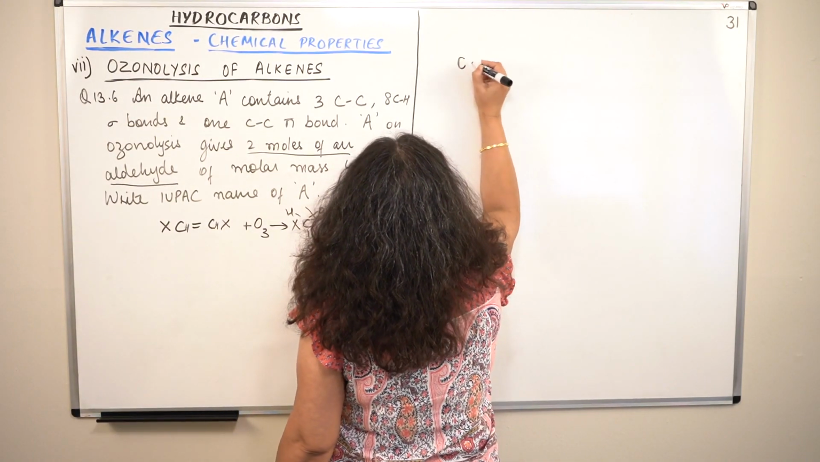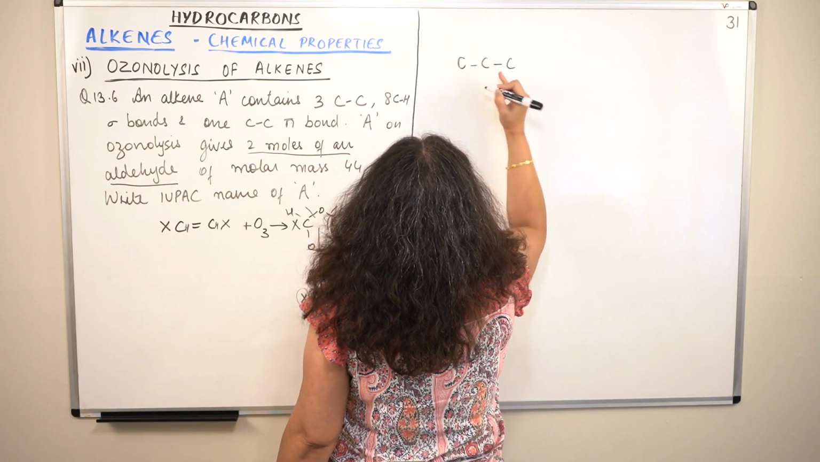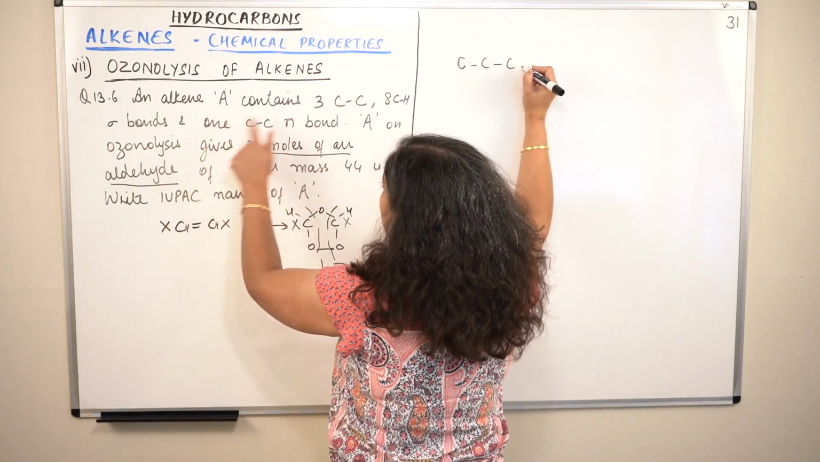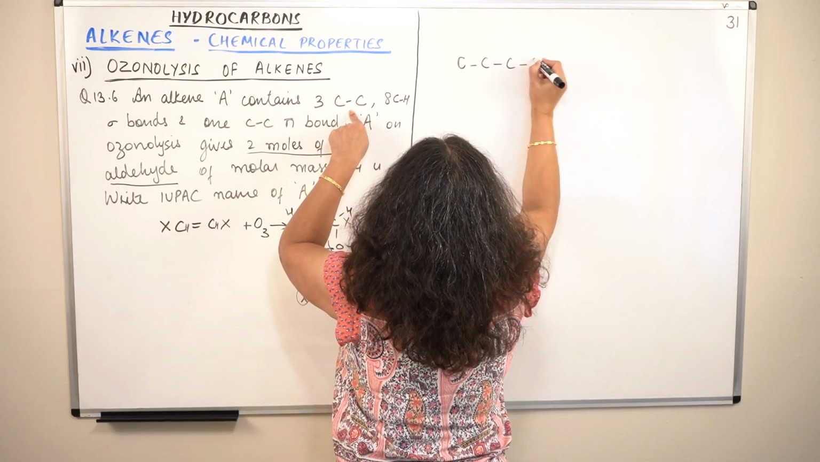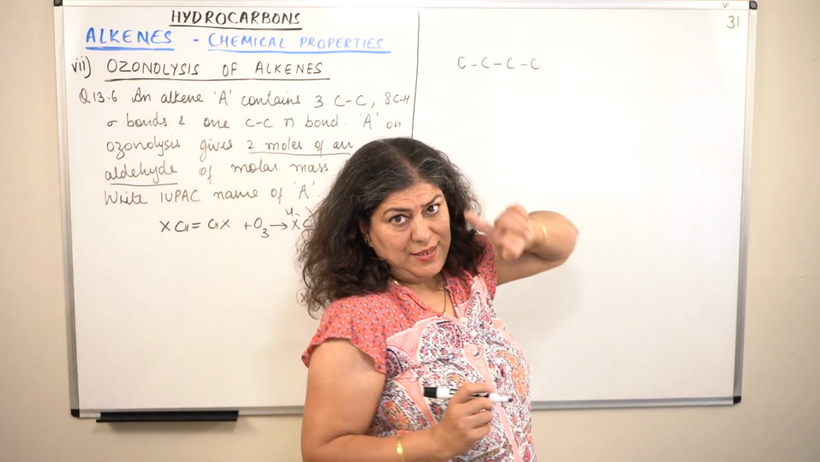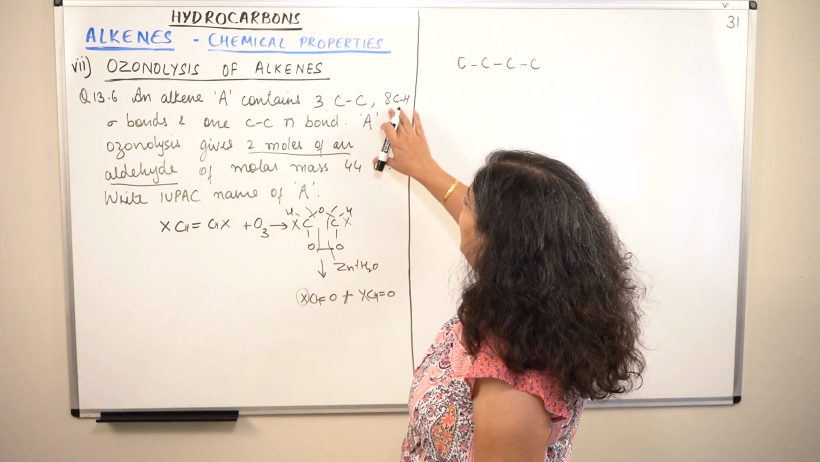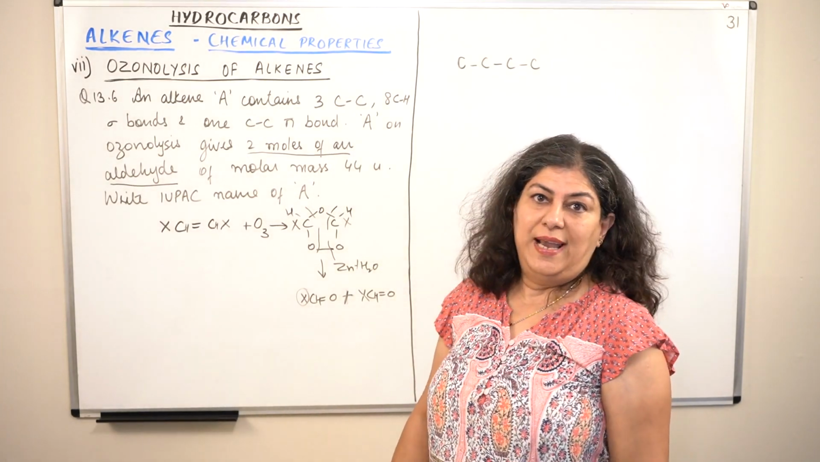Carbon, yeah. Carbon, carbon. These are only 2 bonds. It said there are 3 carbon-carbon single bonds, which means there are 4 carbons. Right? There are 4 carbon atoms, and there are 8 carbon-hydrogen bonds.